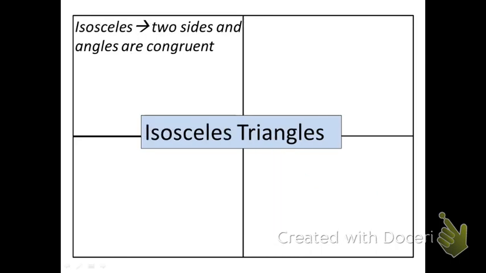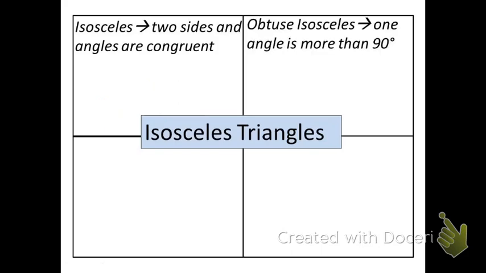Isosceles is when two sides and angles are congruent. So if I have this isosceles, I show that these two are congruent by doing the hash marks. If those are congruent, then it also makes angles A and B congruent. Obtuse isosceles, you can see that these two sides are the same, which would make the angles here A and B the same.